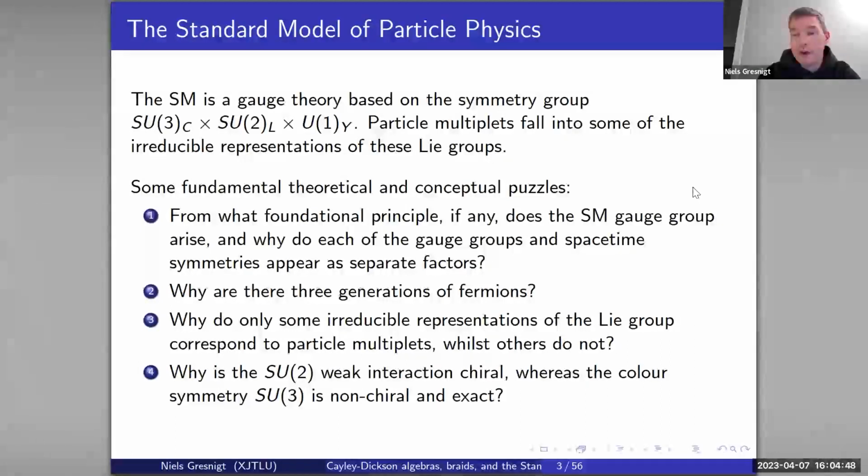So just to motivate everything, if we look at the standard model of particle physics, then we know that that is a gauge theory based on a certain symmetry group. And that symmetry group has different factors in it for the different fundamental forces. So the strong force, the weak force, and such. And the particle multiplets fall into certain irreducible representations of the gauge groups. And this raises certain questions.